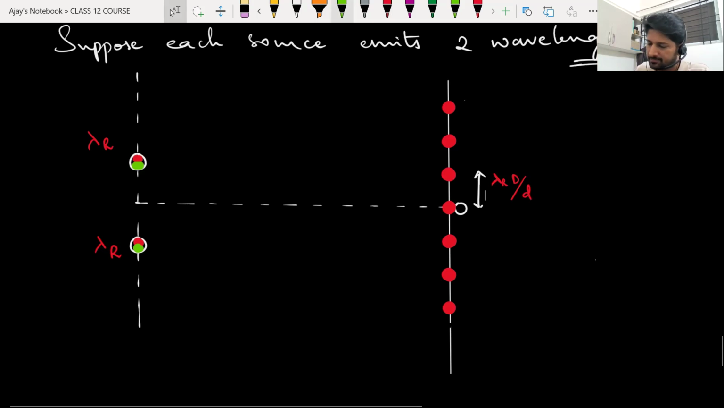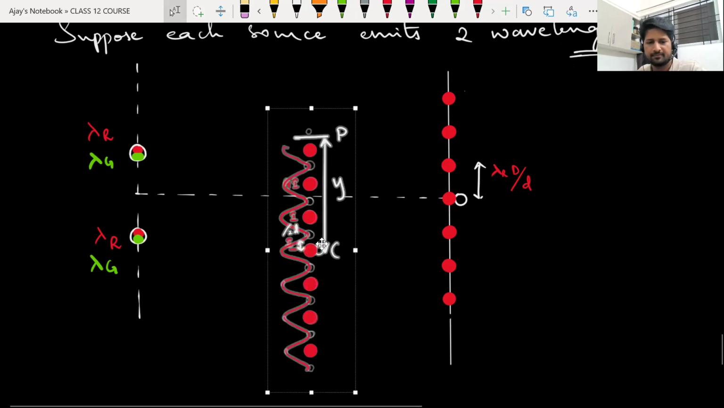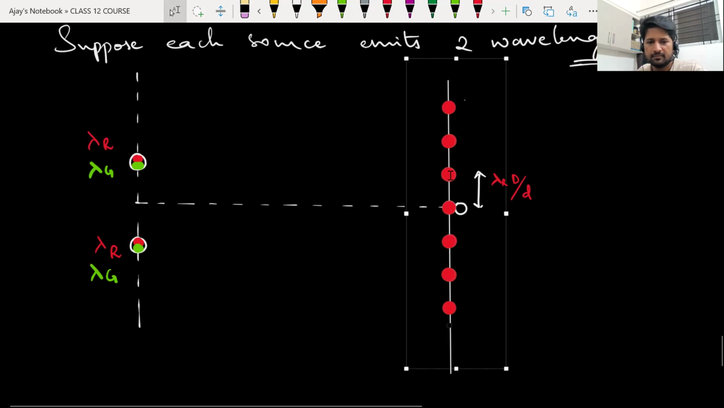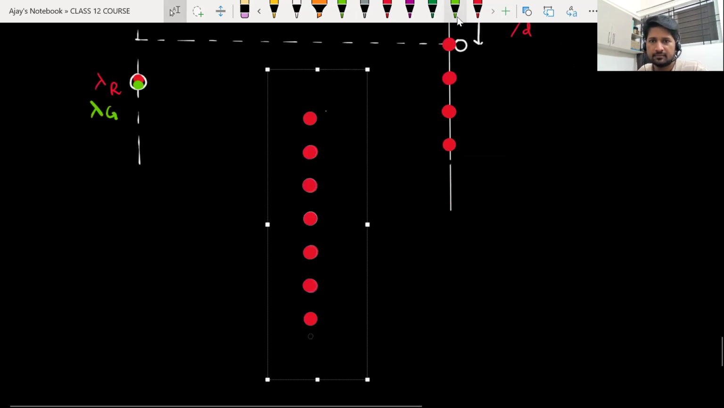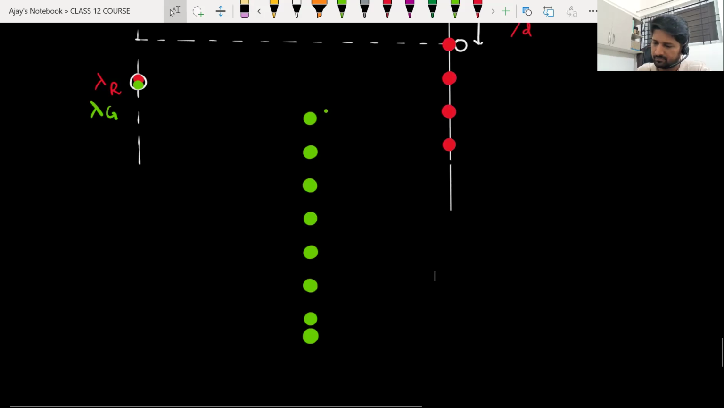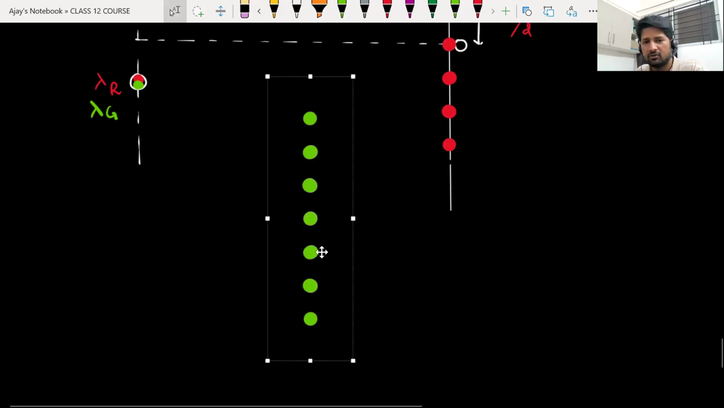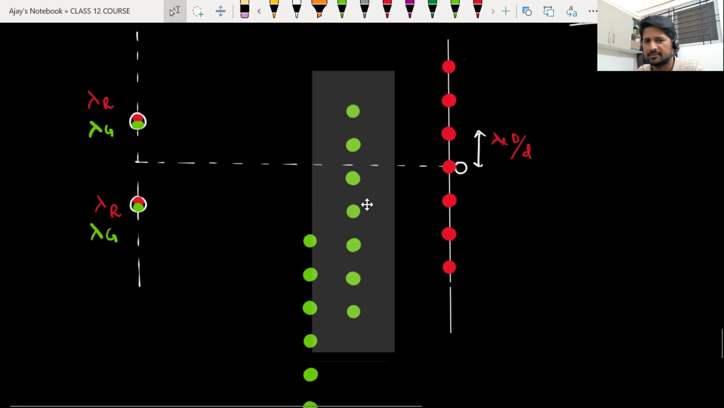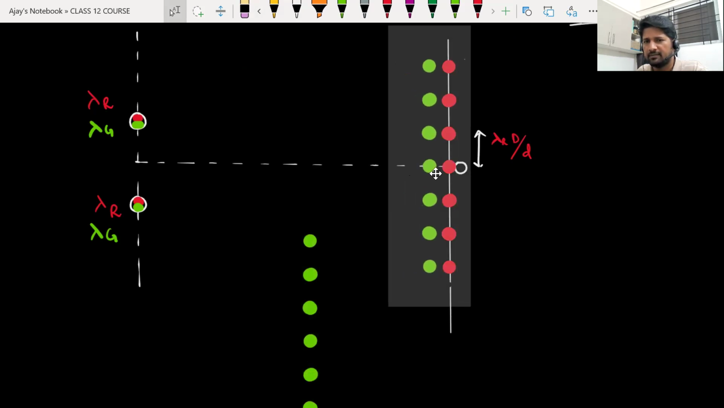If both sources had only emitted wavelength corresponding to green, then what you will see is a pattern of green bands. Rishi, yes or no? Yes, sir. And will the pattern of red bands be identical to the pattern of green bands, or will there be any difference? Will they be identical, or will there be a difference?